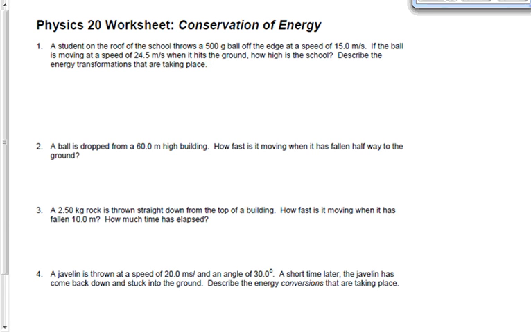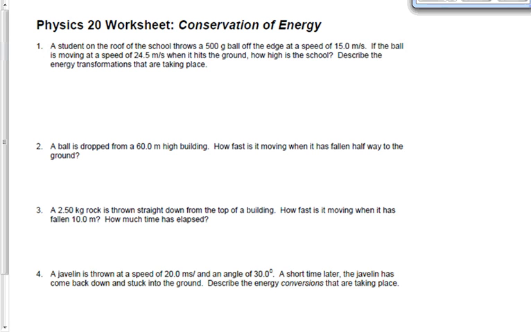All right, everyone, let's take a look at question number one, just as another example, now that you've had a chance to work through this a little bit. It says, a student on the roof of the school throws a 500-gram ball off the edge of the school at a speed of 15 meters per second. Notice it doesn't actually say how the ball is thrown, whether it's downward or upward or straight out or at an angle of 30 degrees. It doesn't say. But it doesn't matter.